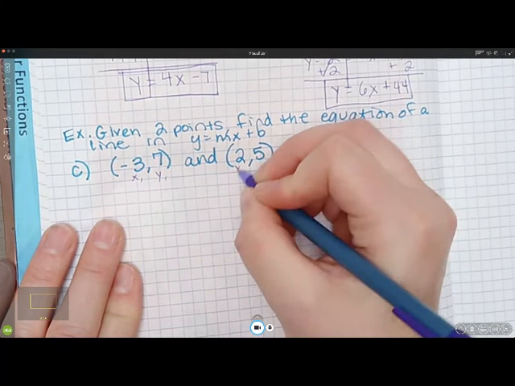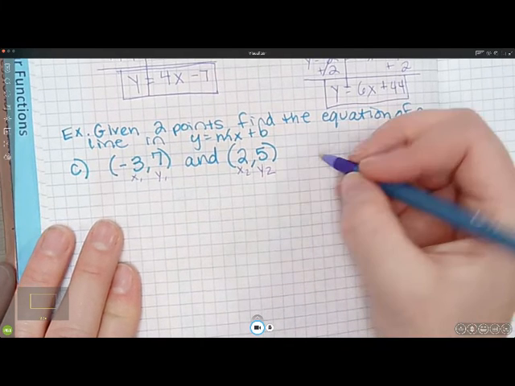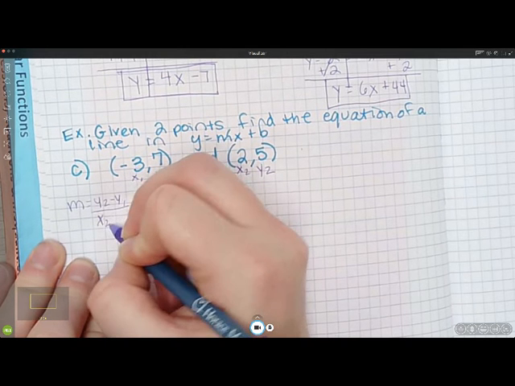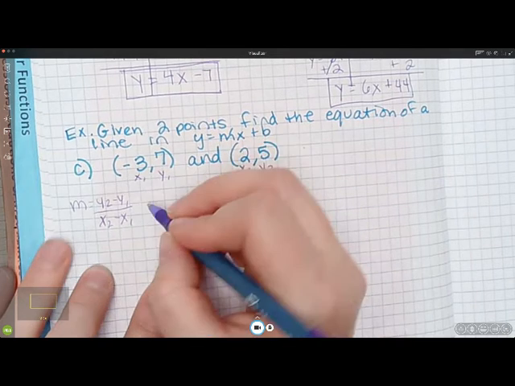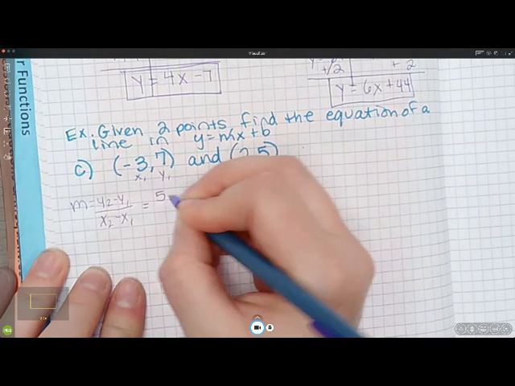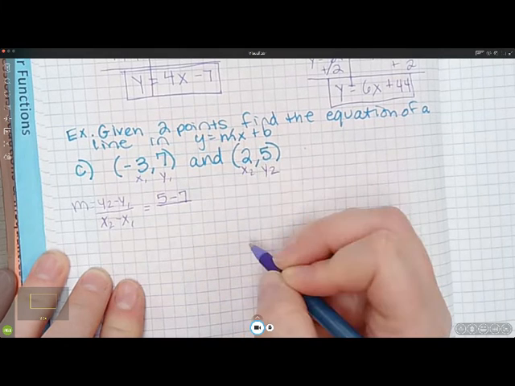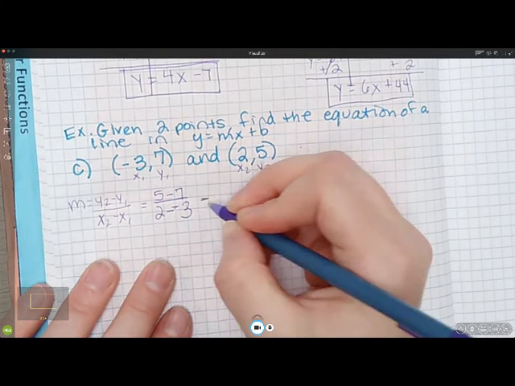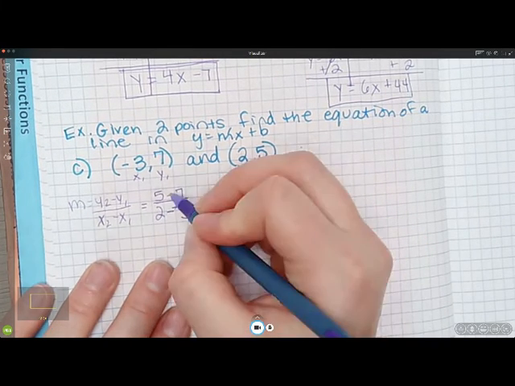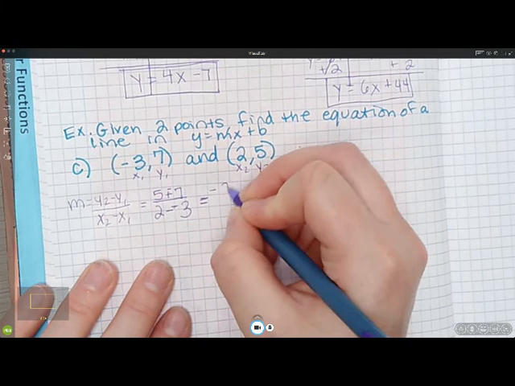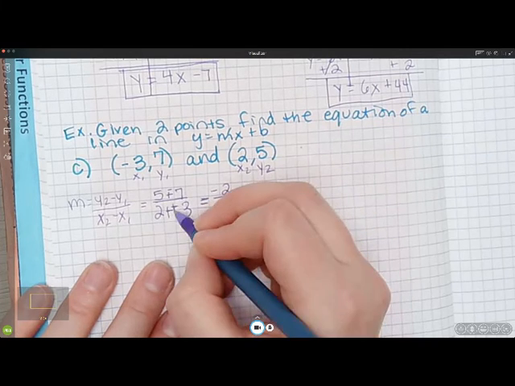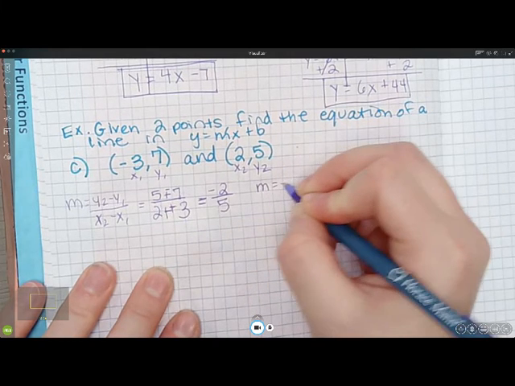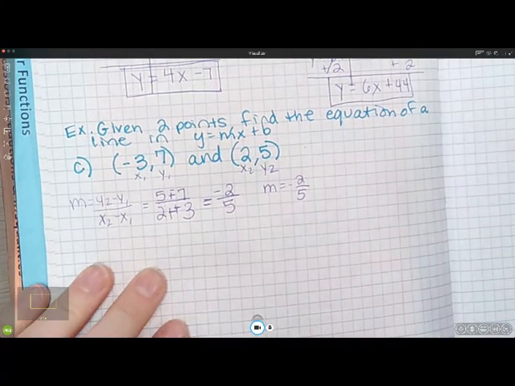x1, y1, x2, y2. So I'm first going to need to use the slope formula, which is m equals y2 minus y1 over x2 minus x1. So this equals y2 is 5 minus y1, 7 over 2 minus a negative 3. 5 minus 7, or 5 plus a negative 7, is negative 2 over 2 minus negative, so it's plus, 2 plus 3 is 5. Okay, so now I have m equals negative 2 fifths. So I'm on my way to finding the equation.